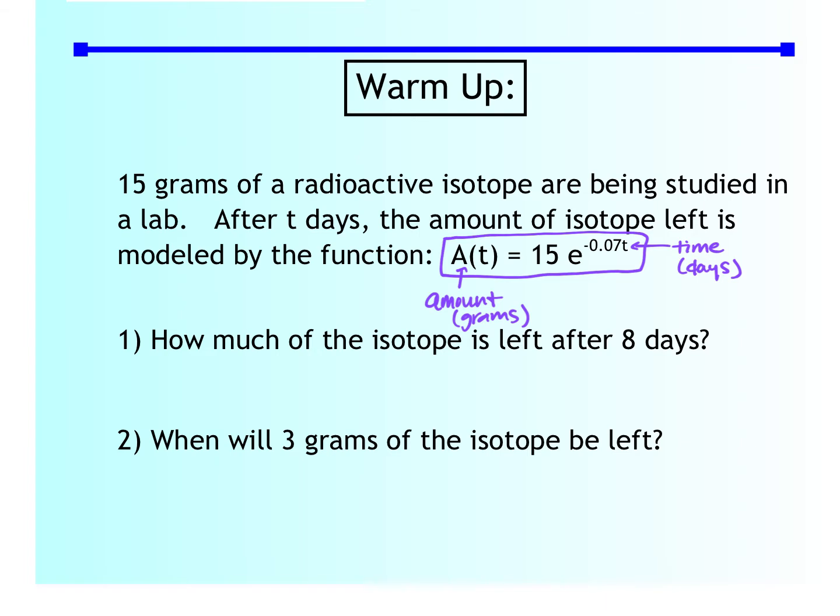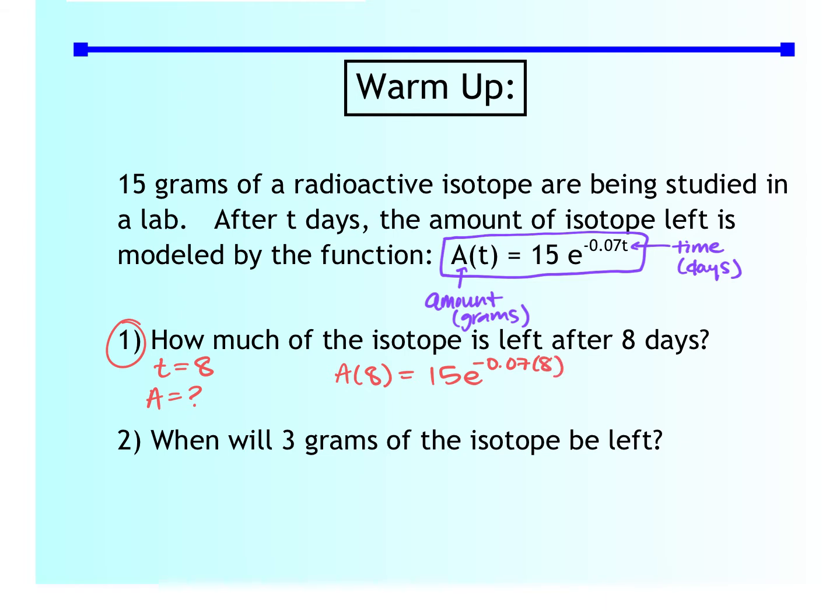We can use this function to make predictions about the future, starting with how much of the isotope will be left after 8 days. That means our independent variable, T, is equal to 8, and what we're trying to figure out is the output, A. So I can calculate that output by plugging in 8 into the function in place of T.